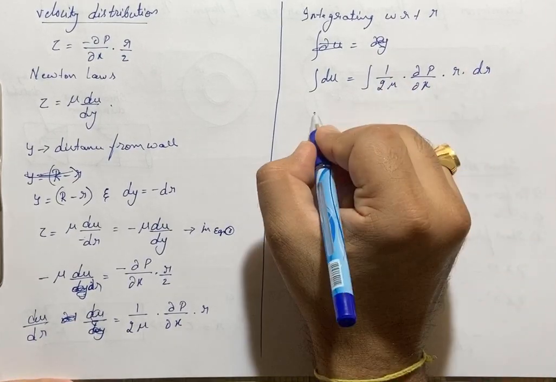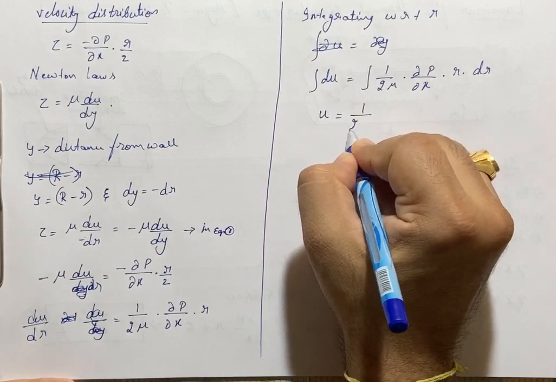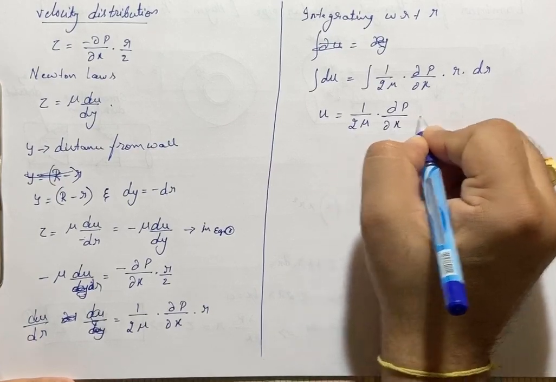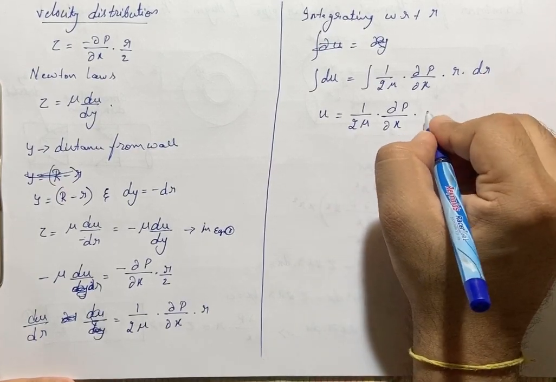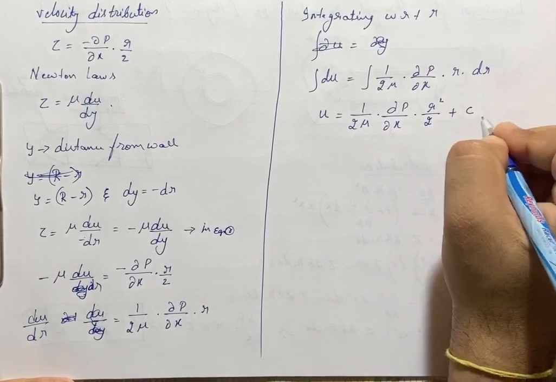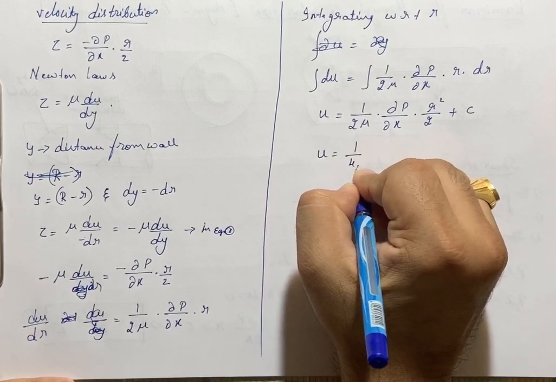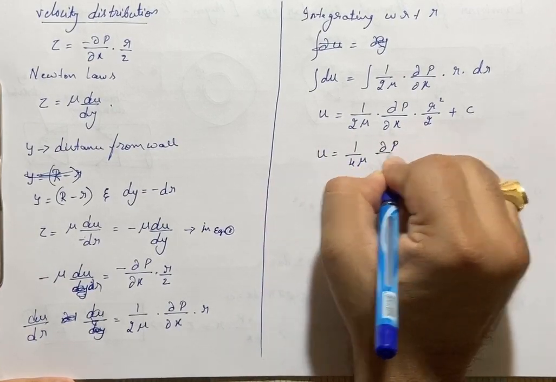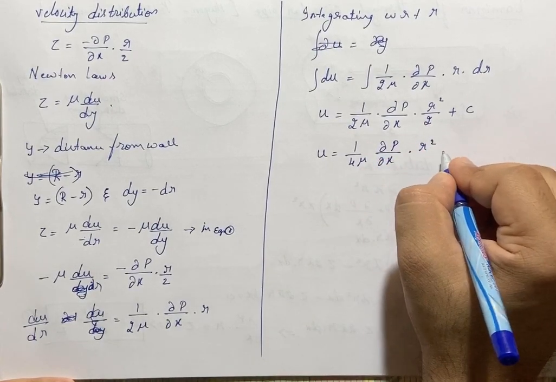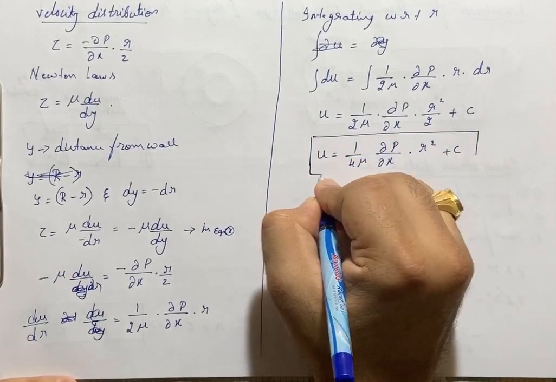Now when I integrate this one, what will we get? u is equal to 1 divided by 2μ into ∂p by ∂x into the integration of r, which will be r square by 2, plus the constant c, right? That means u is equal to 1 divided by 4μ ∂p by ∂x into r square plus c, right? We got the value of u here.